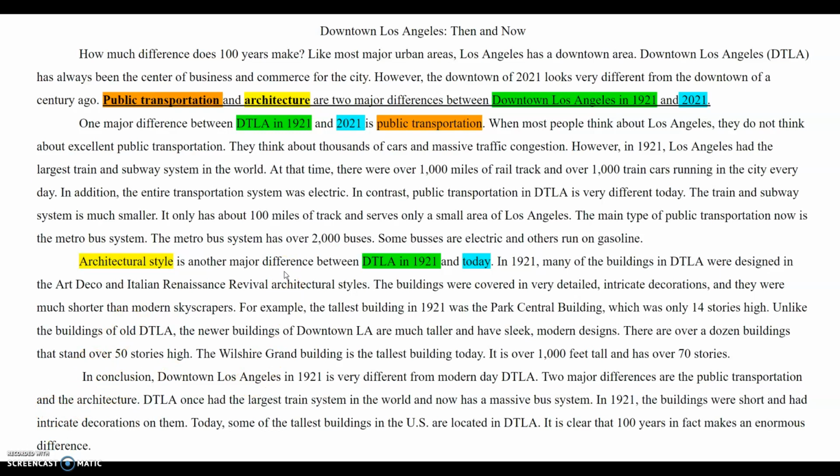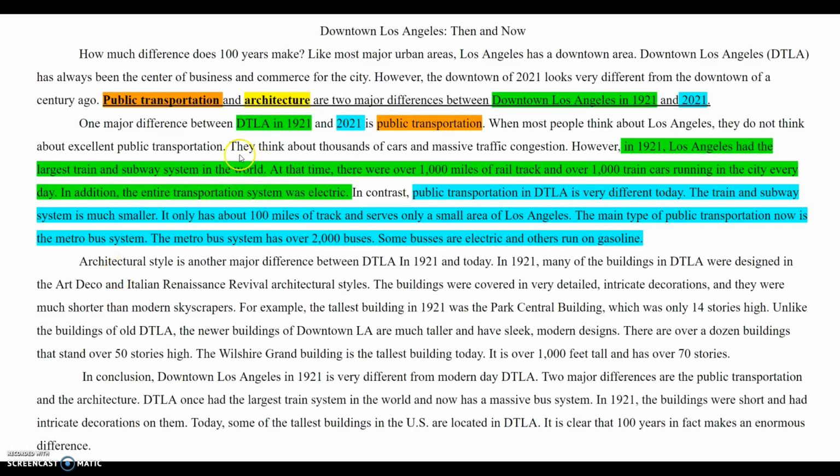So for your body paragraph topic sentences in a compare-contrast essay, again we want to include the two topics that we're comparing or contrasting, and then we want to also include the point of contrast or the point of comparison. Now let's take a look at the organization of the rest of each body paragraph. Let's take a look at body paragraph number 1.